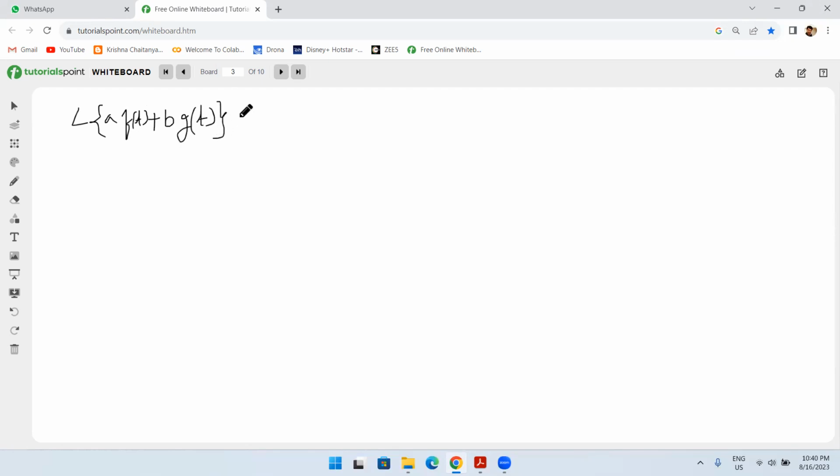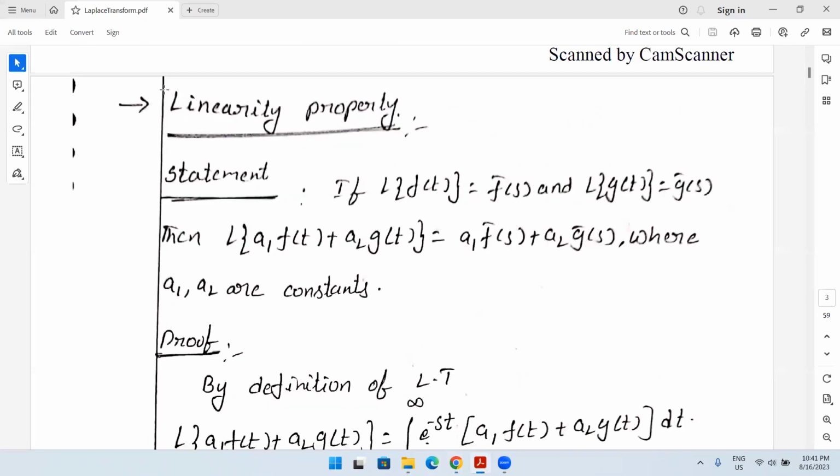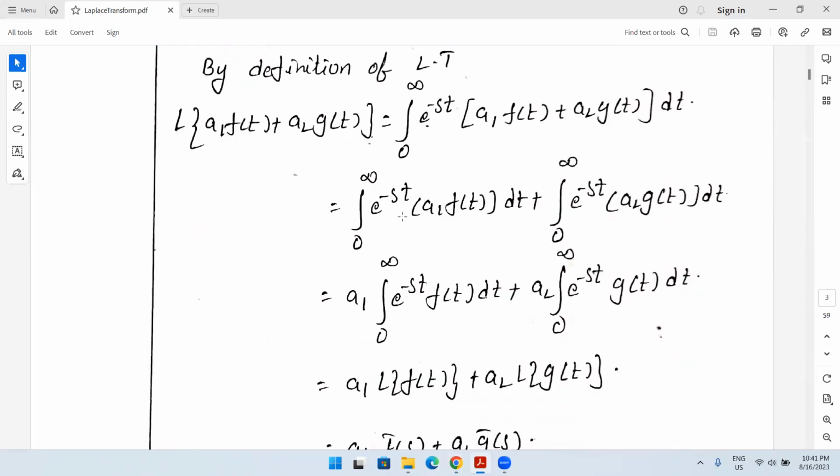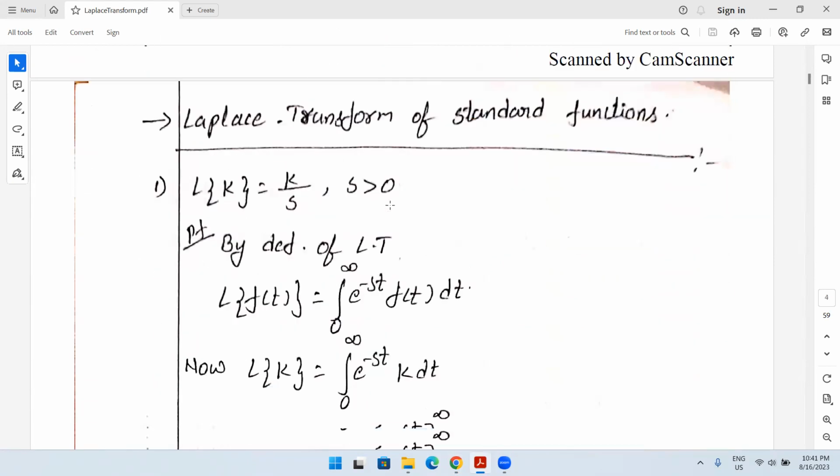Here f of t and g of t are functions, and a and b are constants. So we can take the constant a outside and write L of f of t, plus b outside, and individually find the Laplace transform of f of t as well as g of t. This is the same as we have seen in integrals and derivatives. We can take constants outside when we differentiate. Here also we take constants outside and find the Laplace transform. That is called the linear property. Okay. The proof is not required actually.